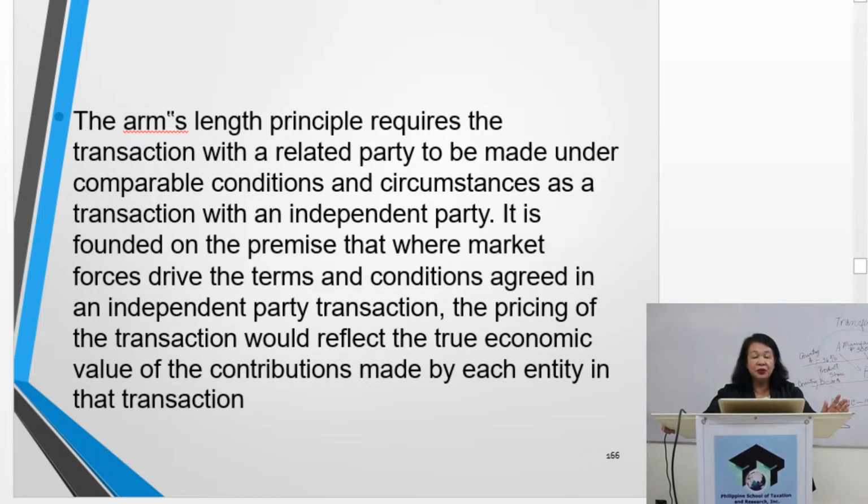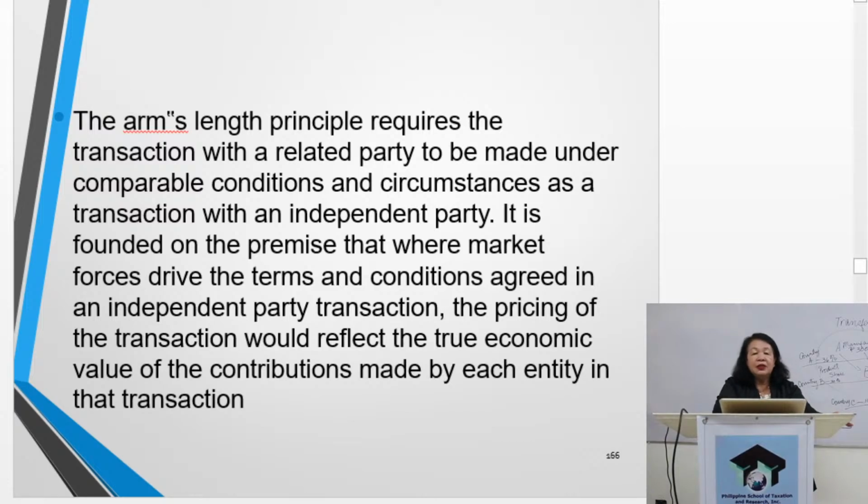The real transaction is that of the independent party transactions. Why? Because only the economic forces in the market influence the price and not the control of one enterprise over the other that prevails in the related parties. No? So, that's the true transactions. Okay lang? Okay.